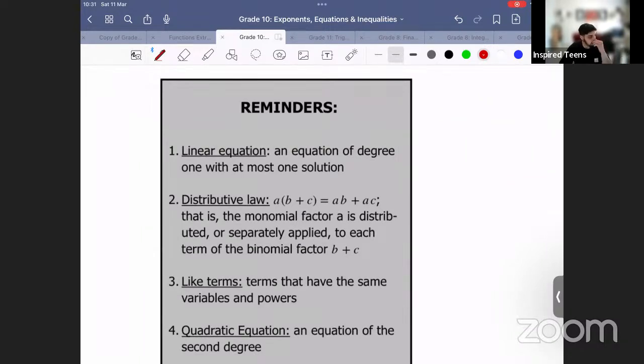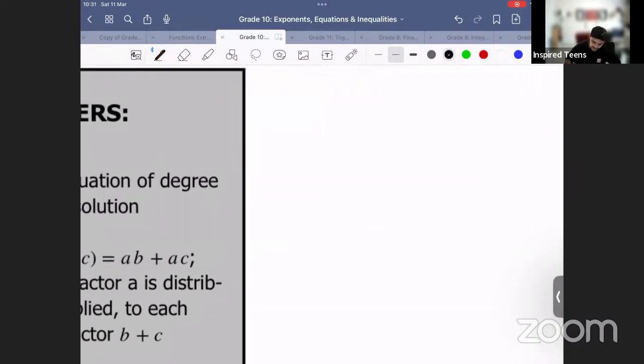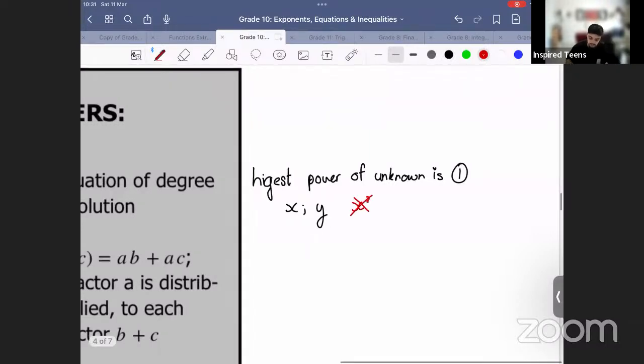Linear equation, an equation of degree 1 with at most 1 solution. Okay, so when we say degree 1, it basically means that the highest power of the unknown, which could be x, could be y, is 1. Okay, so we're talking about x, y. As soon as it's x squared, that's not linear. Okay, the highest power is just 1.